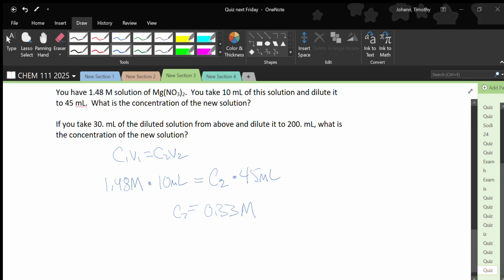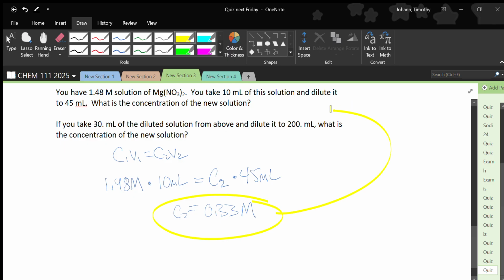Why was 3 wrong? Because it can't be more than the original. It can't be more concentrated. If I add water to some solution, it doesn't ever get more concentrated. So the fact that it was 3, I knew it was wrong. All right, so that's the answer to my first one.